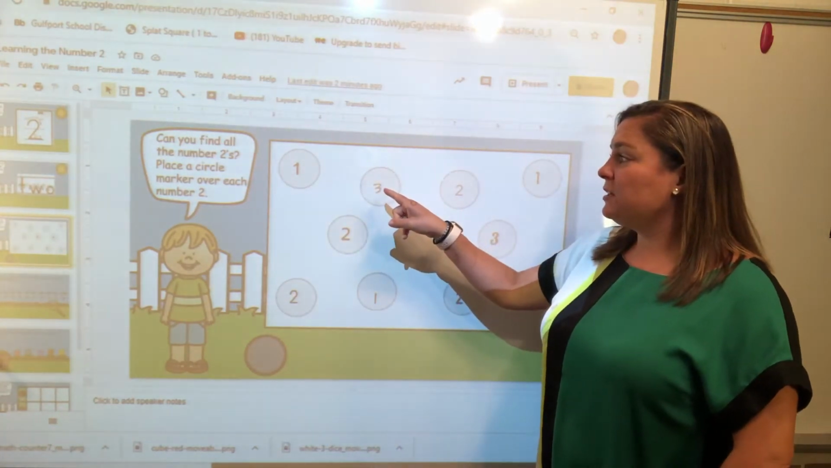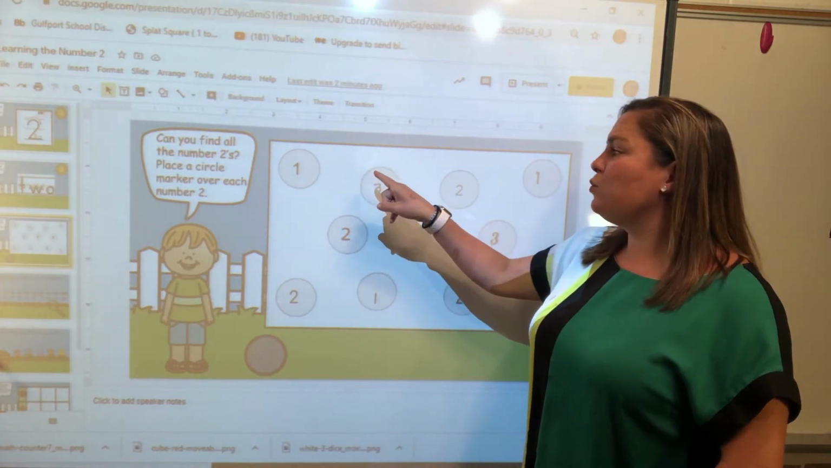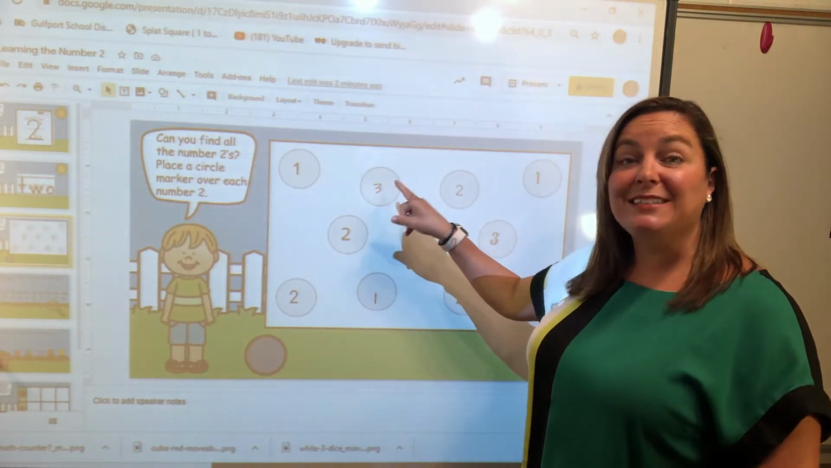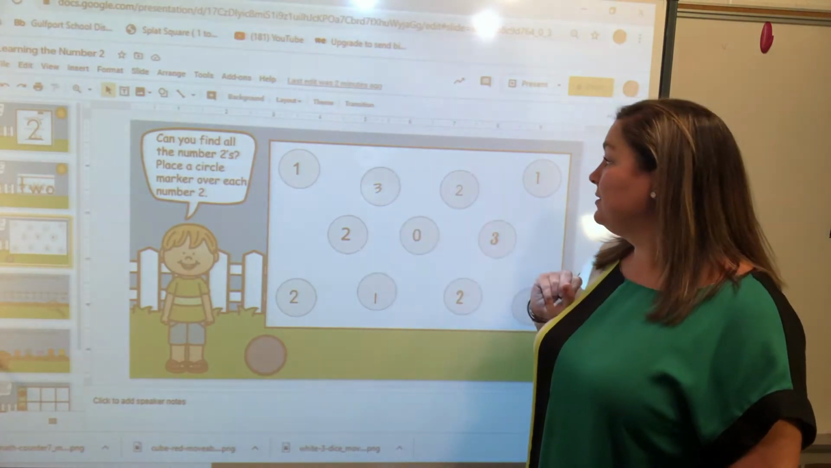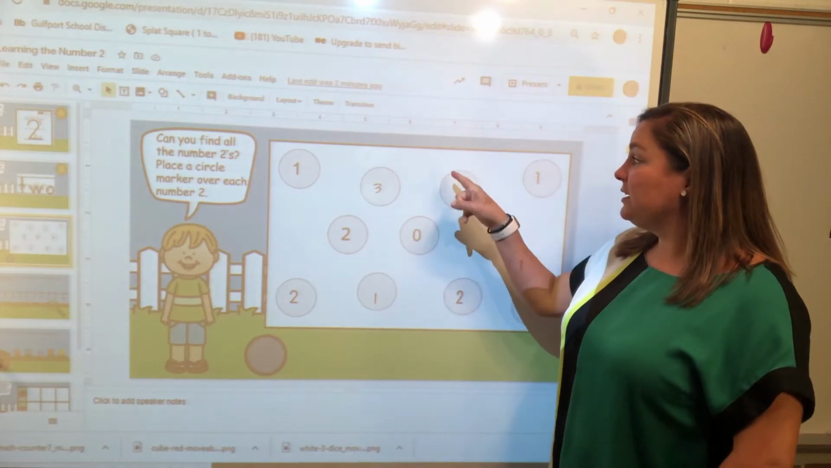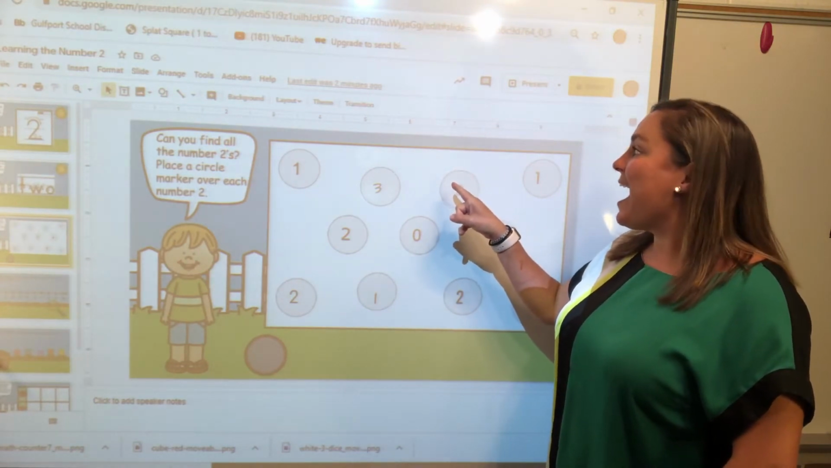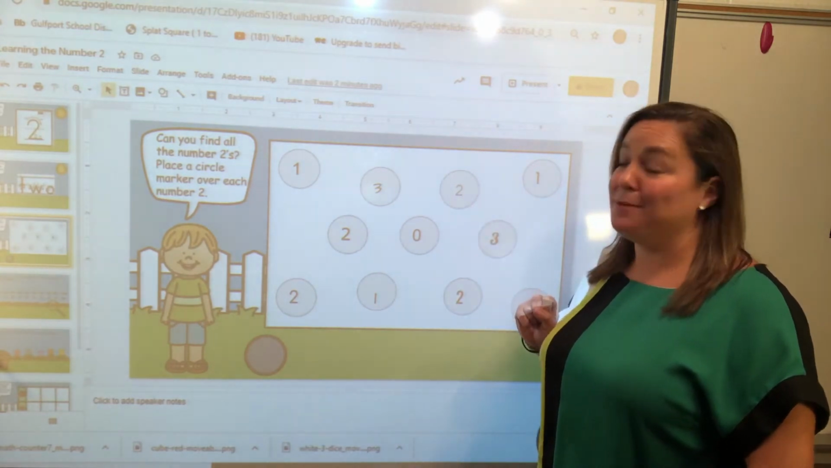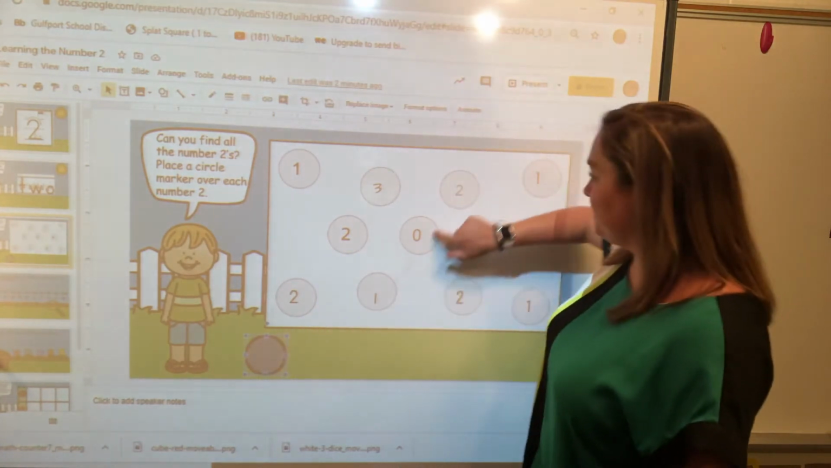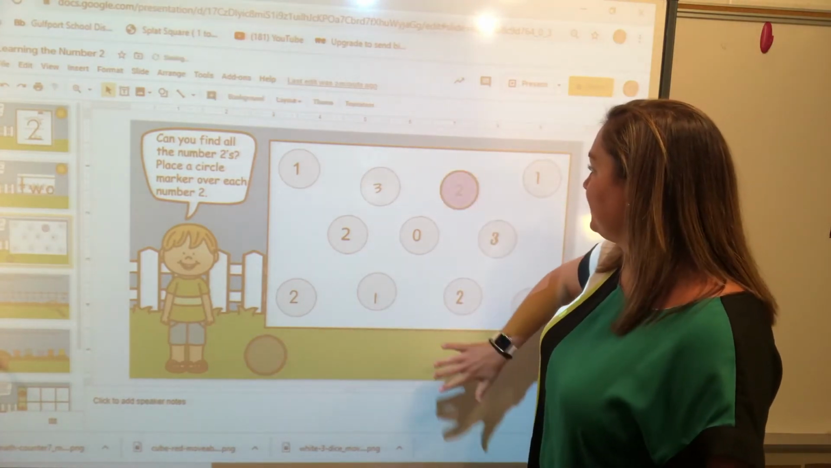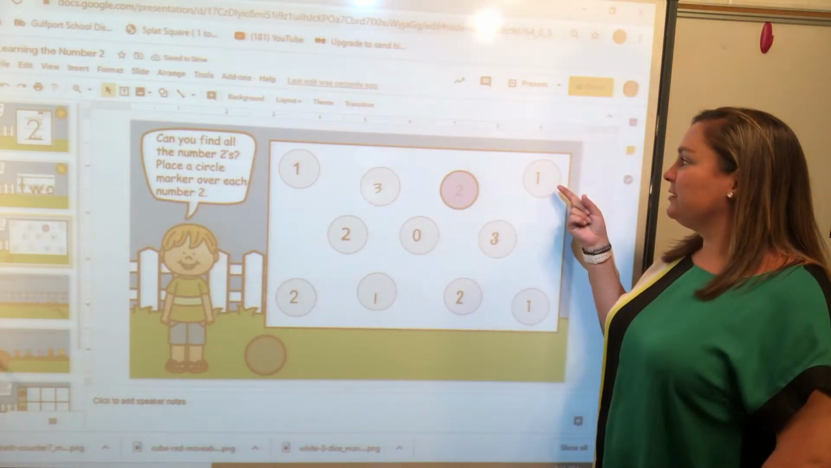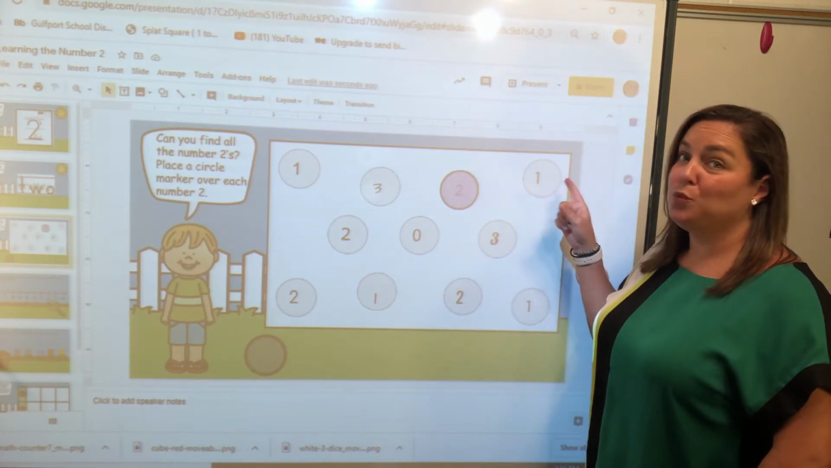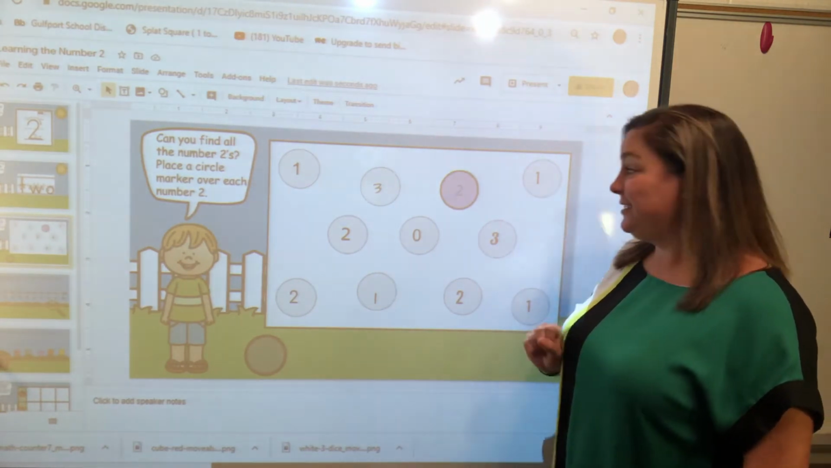How about our next number? It curves around, but it curves around 1, 2 times. That's not a number 2, that's a number 3. How about our next one? It curves around and it slides to the right. Yes, this is a number 2. We need a marker for this one. How about our next one? It goes straight down. This is a number 1. We don't need a marker for this.